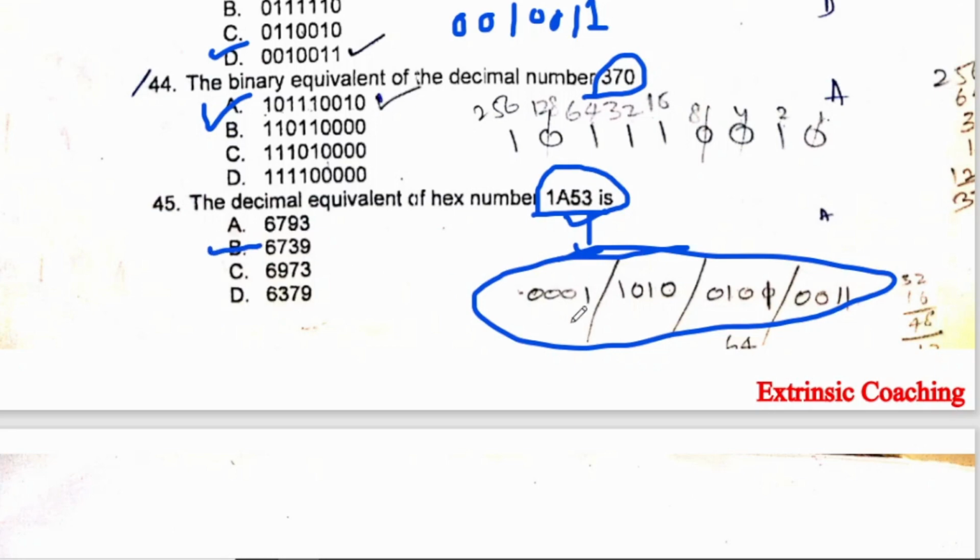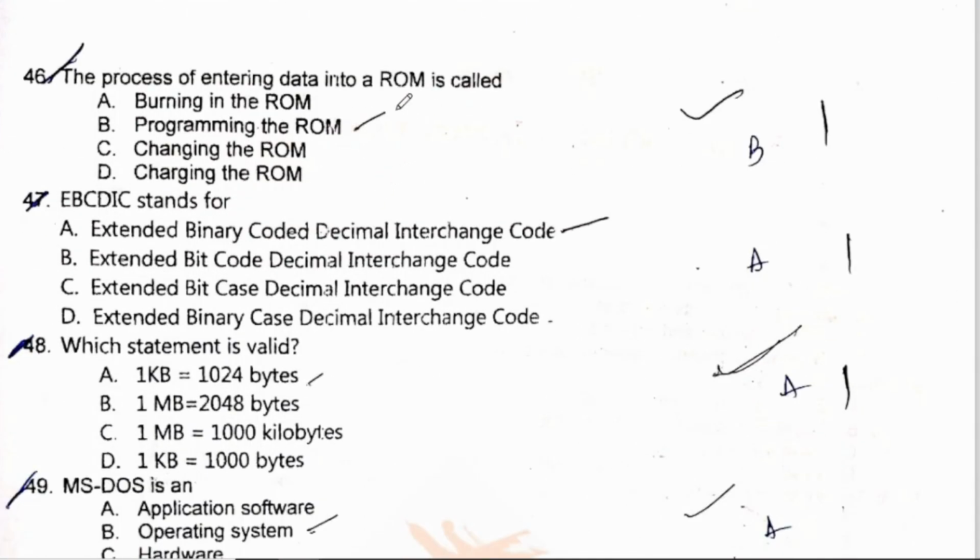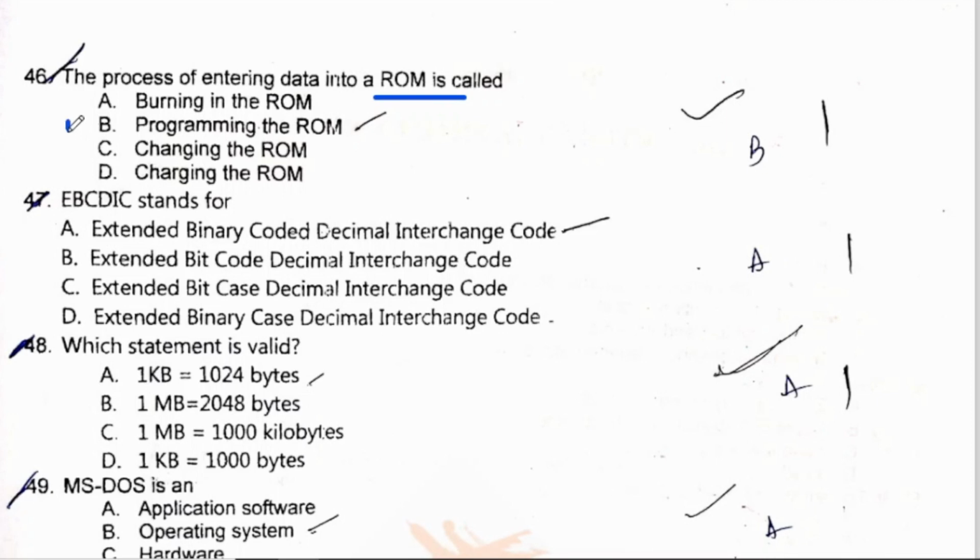Okay. Then next question. The process of entering data into ROM is called programming of ROM. So option B is the correct answer here. Next question. EBCDIC stands for Extended Binary Coded Decimal Interchange Code. So option A is the correct answer here.